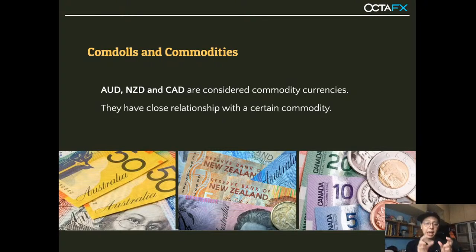There's a category of currencies called the commodity dollars, or ComDollars for short. The three currencies here are the Aussie, New Zealand, and of course the Canadian. Why are they called ComDollars? Because these countries are very tied to certain commodities, and therefore their currency has a very close relationship with the commodity itself.